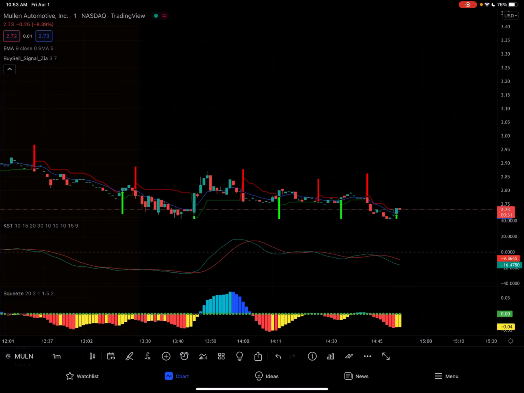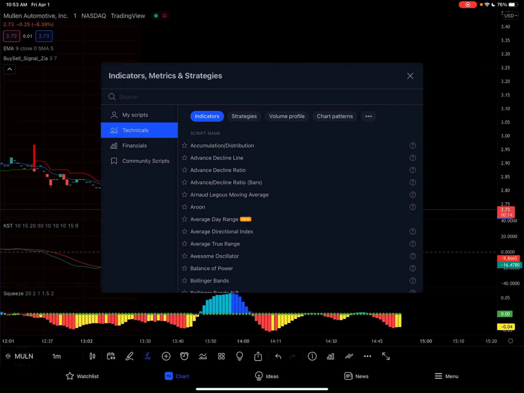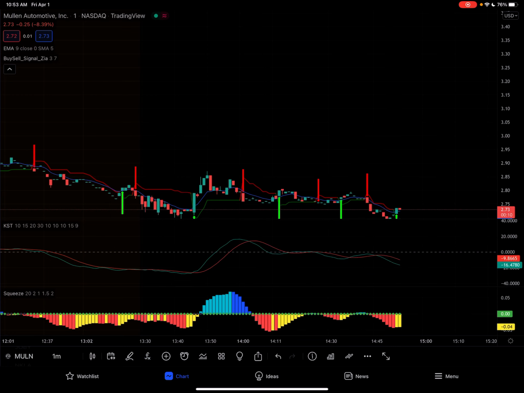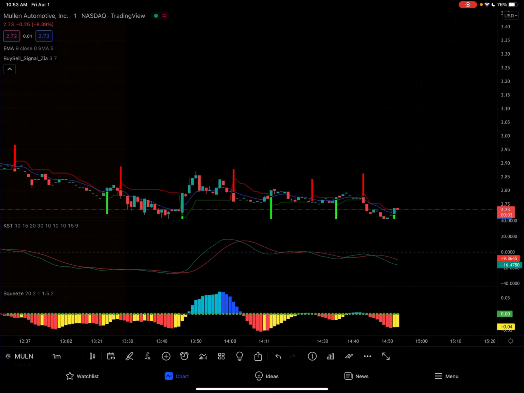So, anyways, a few things on TradingView. If you don't have TradingView, it's a great app to use. But a few of these little indicators that I've been playing around with that I found. On the bottom here, you'll see where it says FX. You click on that, and this is all your indicators here. The first one is this buy, sell signal ZIA. That's what's giving these little green and red dots here.